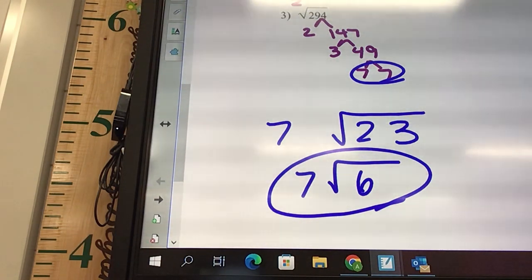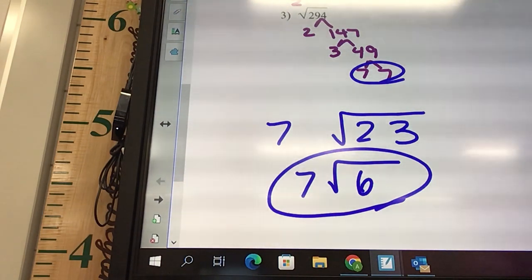Hopefully I left you enough room. I spread these out nice and big, so that way you had an adequate amount of room to write.